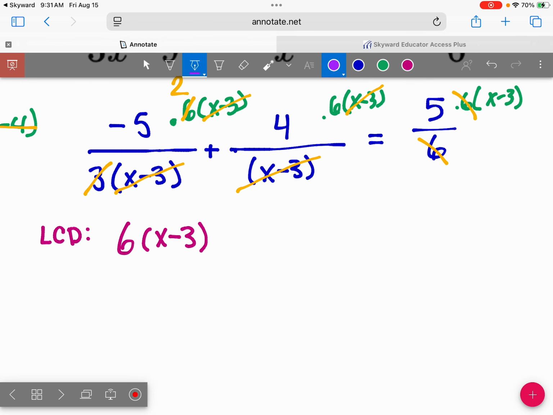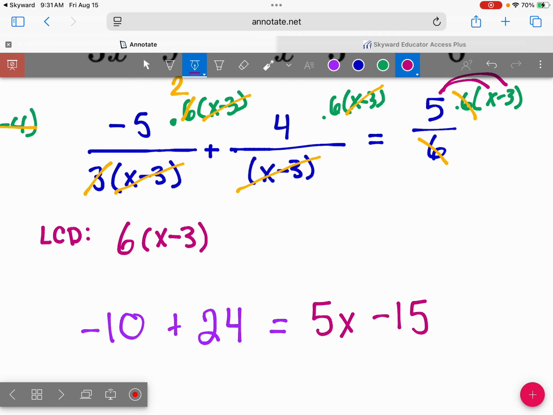So when we simplify, we ignore all the things that have been canceled out. We're going to have our negative 5 times 2 is the only thing that's left up here, so that turns into a minus 10, plus 4 times 6, that's the only thing left on that one. It's going to be a 24. And that's equal to 5 times x minus 3, which I'm going to distribute while we're here. If you want to do that in 2 separate steps, again, totally valid. But we're going to get 5x minus 15.